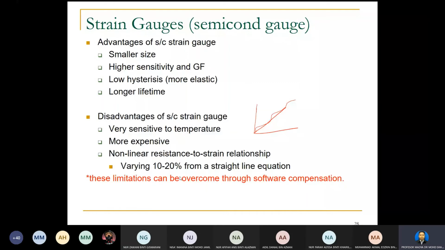But this limitation can be overcome through software compensation. For example, we can use MATLAB software to reduce this limitation of the semiconductor.